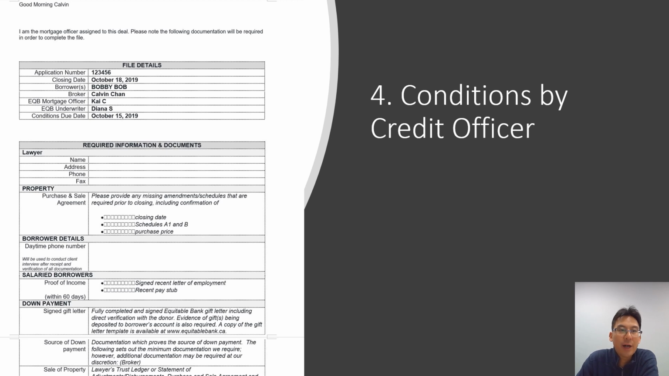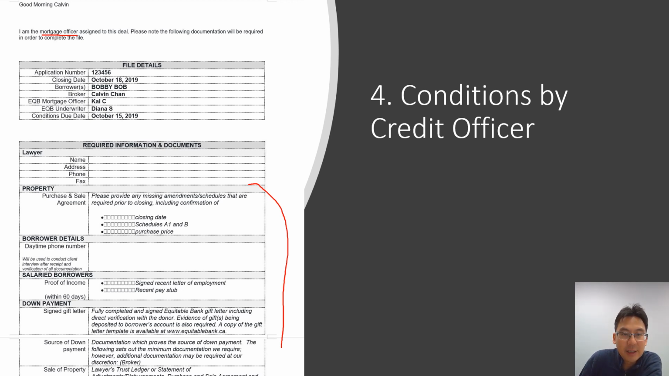Next step, the credit officer. They will assign another person who is usually also very nice. I think their title is credit officer. The credit officer will send you an email, and obviously I changed all the numbers and all that stuff on here. It will say, I am the mortgage officer assigned to this deal, and this would be the condition, which would probably be similar to the section C that you have on the commitment.